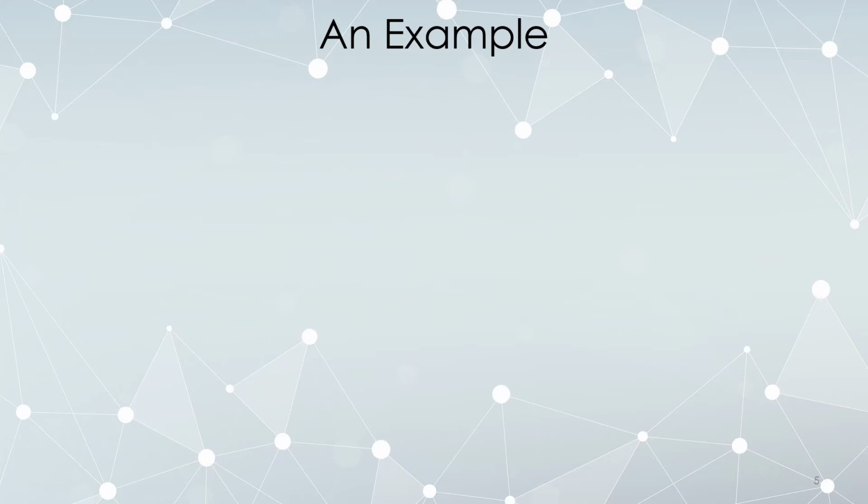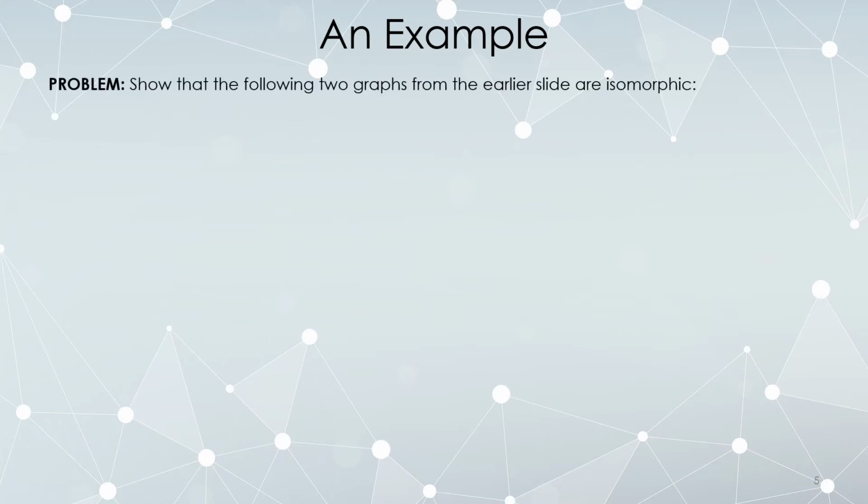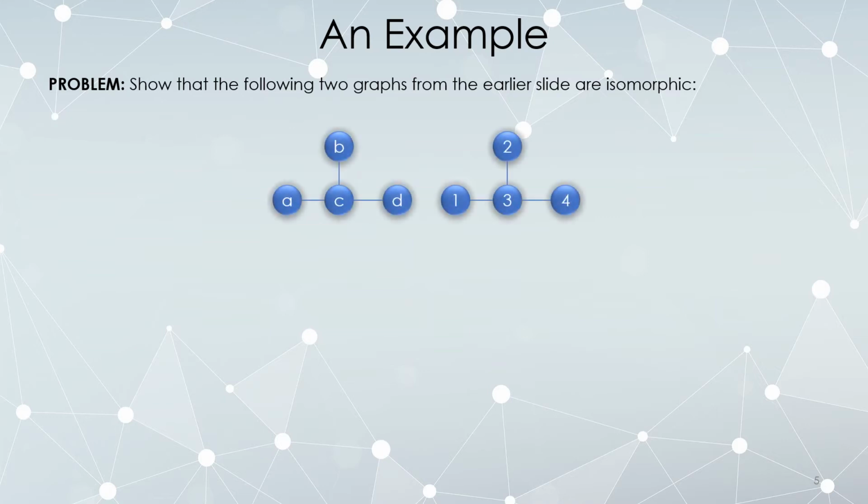Let's take a look at an example. So let's show the following two graphs from earlier slides are in fact isomorphic. Okay, we had these two graphs up earlier. They clearly look the same. So our goal is to construct a bijection between the vertex sets that automatically induces a bijection between the edges that connect them.